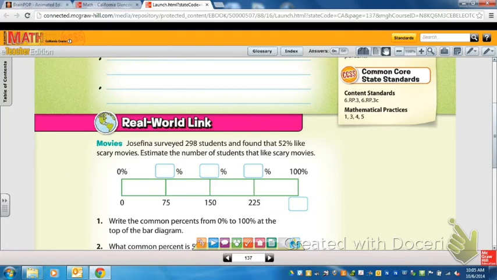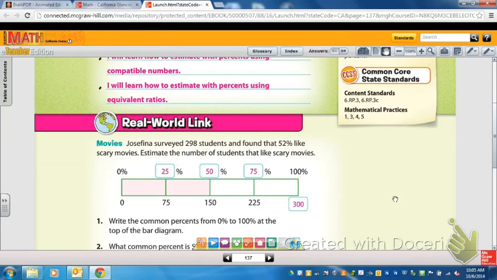It says write the common percents from 0 to 100 at the top of the bar diagram. So we have 75 people, 150 people, 225 people, and of course the last one would be 300. Above that we want to do 0% to 100%. That's what we would have: 25%, 50% would be half, 75%, and then 100% would be 300.